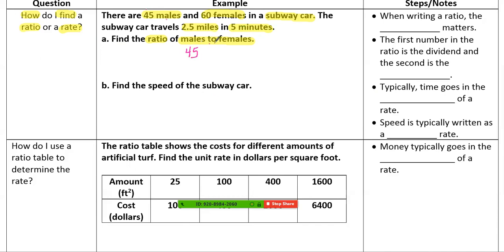Hey, look, there's the word "to." That indicates that this is a ratio. 45 to 60 females. So all we do is just substitute the value, the number that goes along with males, 45, the number that goes along with females, 60, and we have the "to" in between. Remember, this is only one of the forms. You could use a colon, and that would be equally right. Here's another ratio. And of course, you could write it as a fraction. These are the different forms of ratios: colon, "to," fraction.